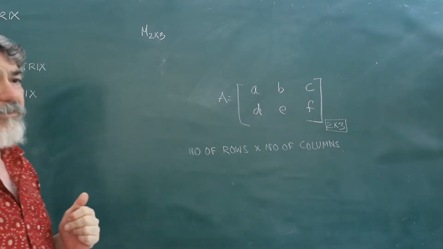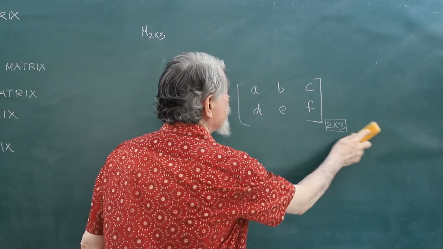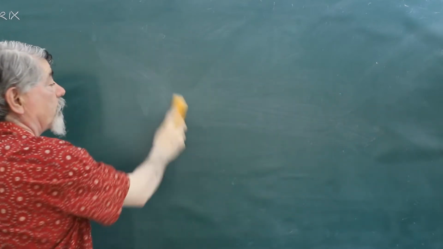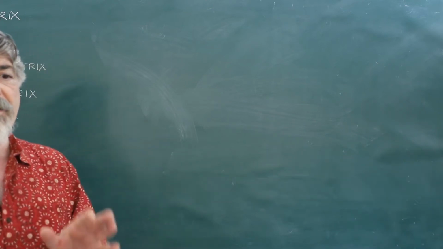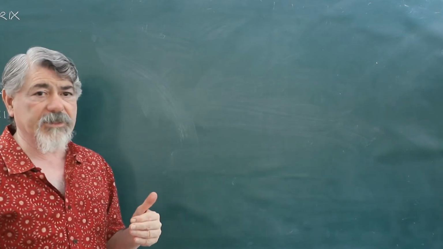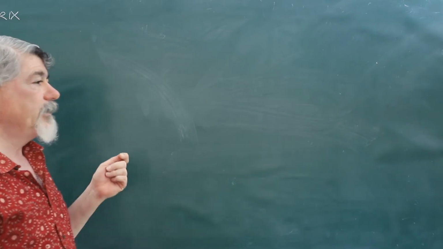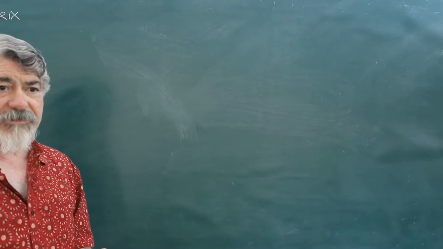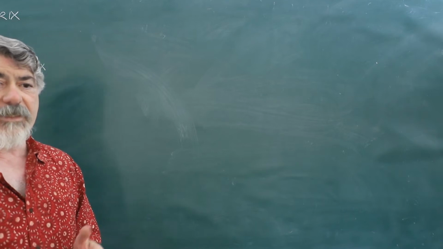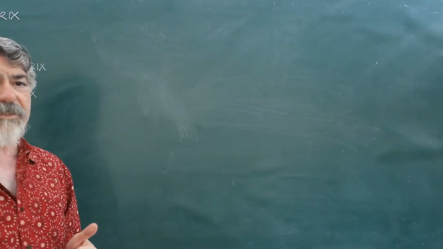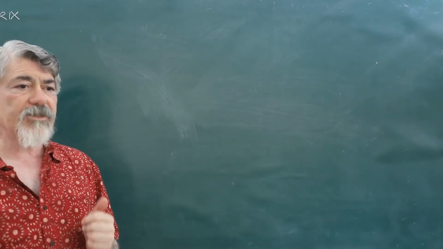Then we discussed the kinds of matrix. First was a row matrix or row vector. A matrix which has only one row is called a row matrix. Next was column matrix, in which only one column was there, so column matrix or column vector. The next was rectangular matrix, where number of rows is not equal to number of columns. Then we had a square matrix, where number of rows is equal to number of columns.